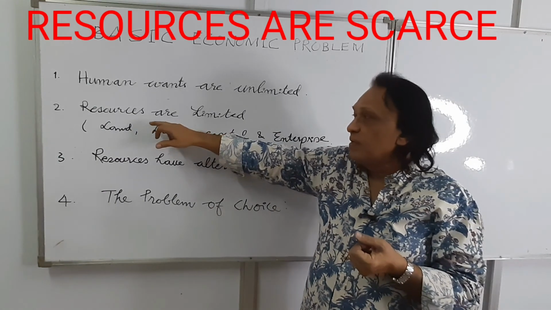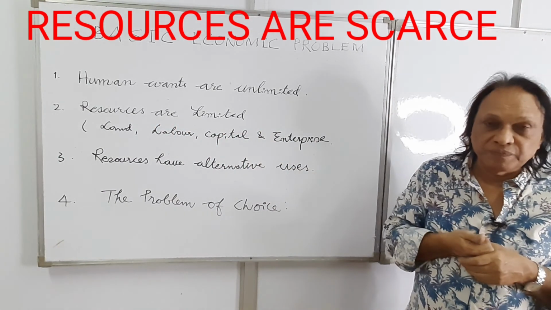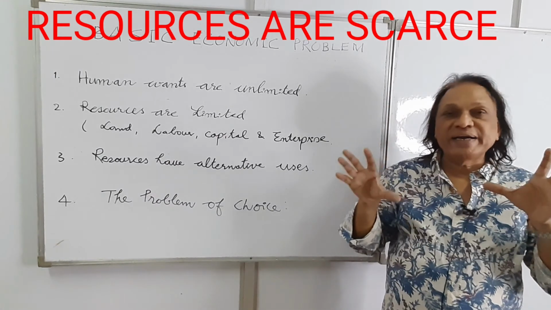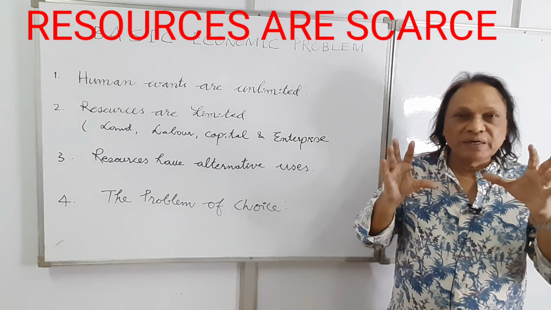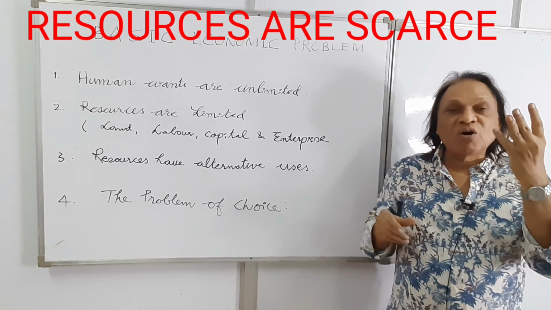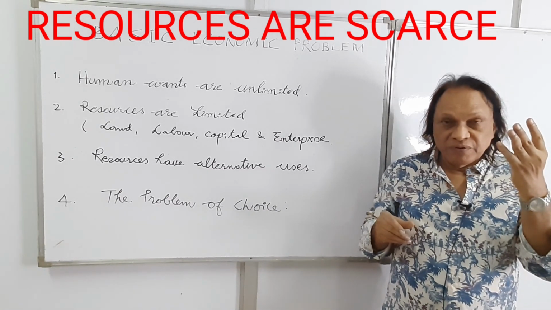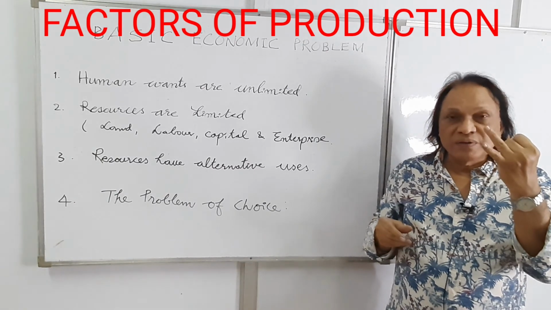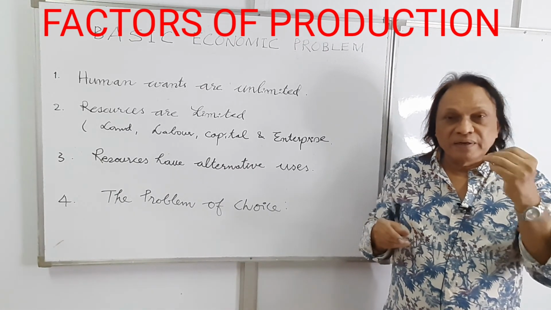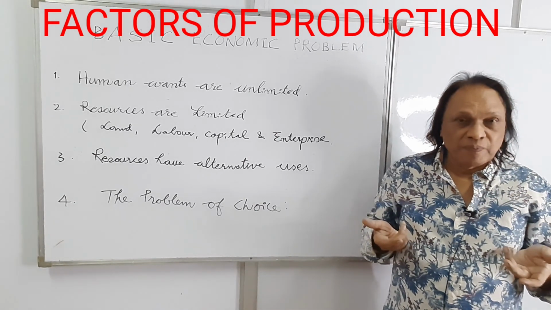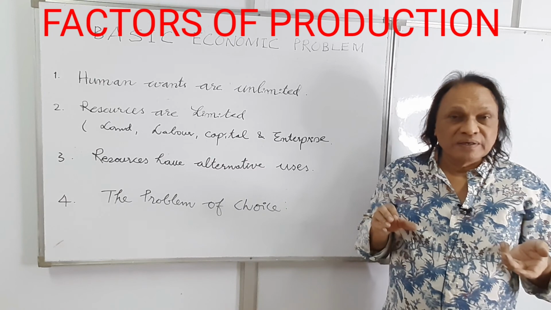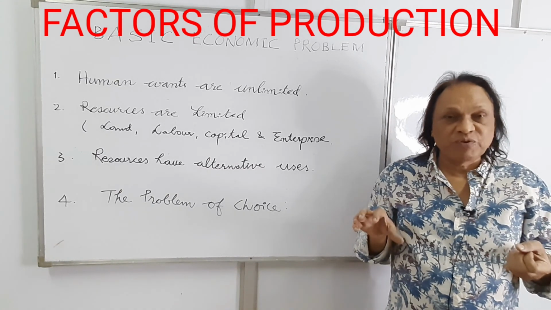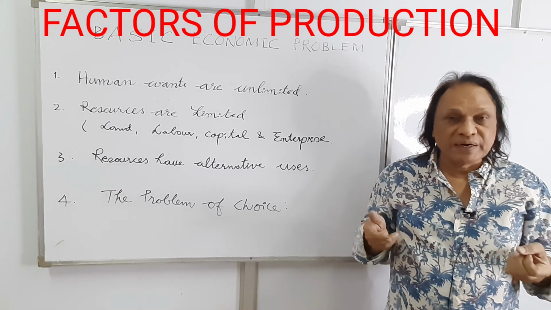And the second point, resources are limited. What do you mean by resources in economics? We can classify all the resources of the economy into 4 categories. We call them the 4 factors of production, which are these: land, labor, capital, and enterprise or entrepreneurship. Remember once again, resources are limited. All the resources of the economy we can classify into 4 categories, and we call them the 4 factors of production. That's land, labor, capital, and entrepreneurship.